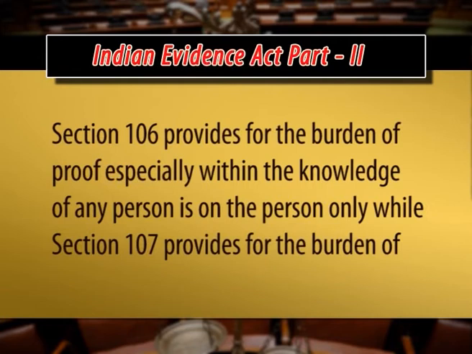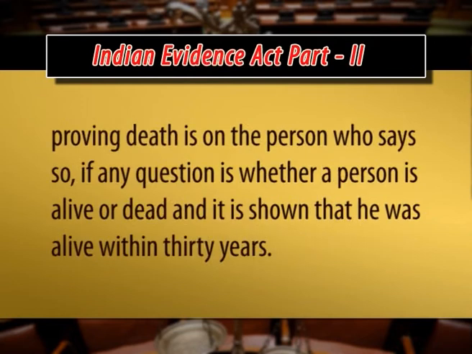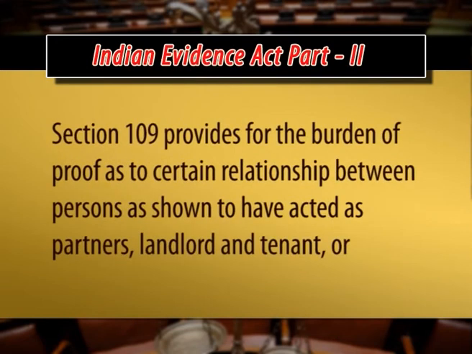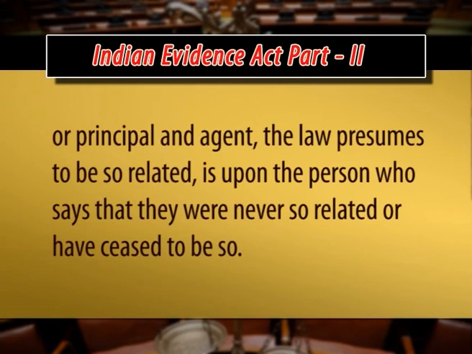while section 107 provides that the burden of proving death is on the person who says so, if the question is whether a person is alive or dead, and it is shown that he was alive within 30 years. Section 109 provides for the burden of proof as to certain relationships between persons shown to have acted as partners, landlord and tenant, or principal and agent. The law presumes them to be so related, and the burden is upon the person who says that they were never so related or have ceased to be so.